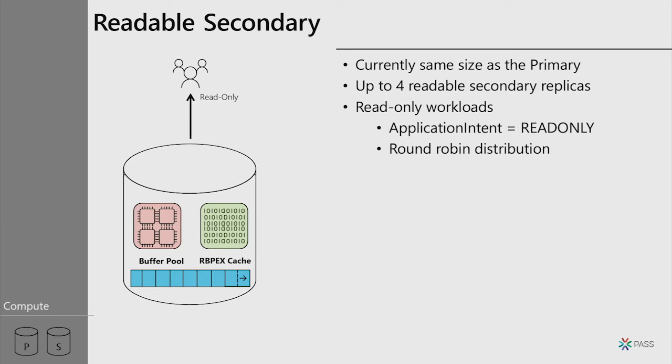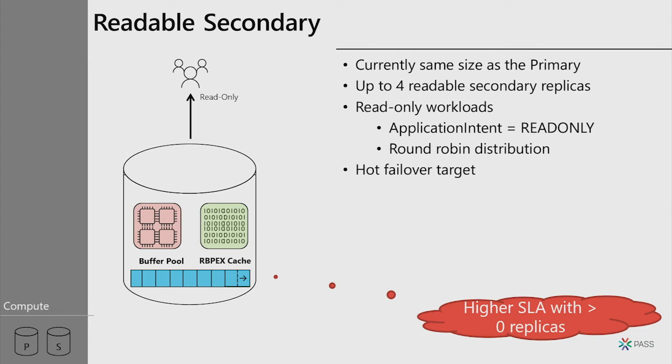The distribution across the replicas is a round-robin distribution. So request 1, request 2, so on and so forth is distributed across the replicas. And they are a hot failover target. So if there is an unfortunate incident where something goes down, whether planned or not, they become a failover target, right? This doesn't mean if you don't have a replica, you don't have availability, but it adds to the SLA.